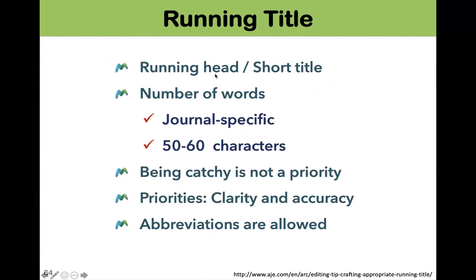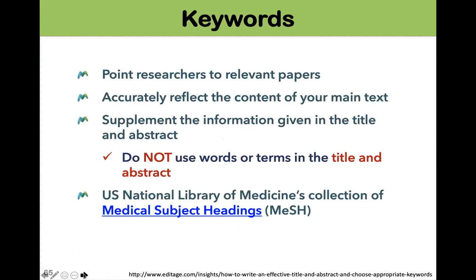How do you decide the running title? Usually it's a limited number of words. It's very journal specific and shows up on every page. Like Journal of Medical Microbiology, we want it within 50 to 60 characters. Again, being catchy is not a priority, but clarity and accuracy is. You can use abbreviations in these short titles.